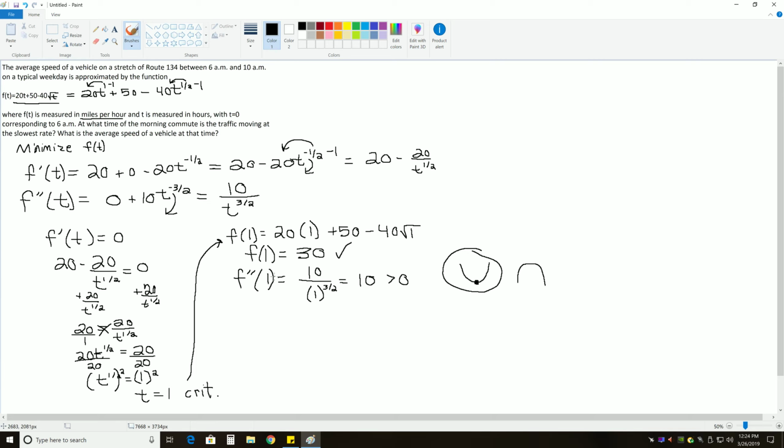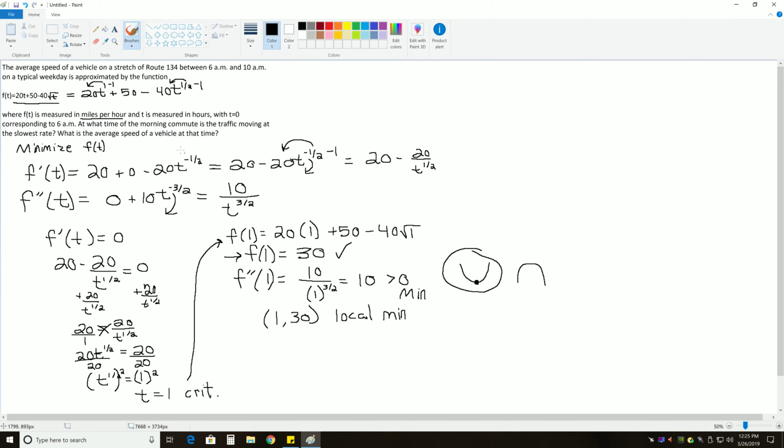So we've proven that when you plug 1 into your original function, you will get a local minimum. So now we can put all of this together to say that when you plug 1 into the original function, which is what we did here, you'll get a value of 30. That 30 represents the lowest rate of speed. So 1 comma 30 is the local min or local minimum.